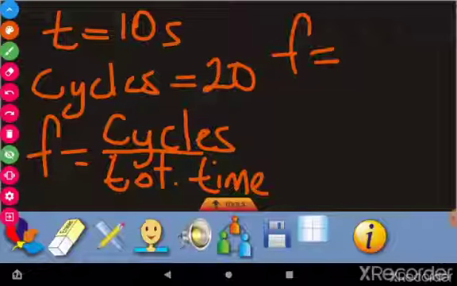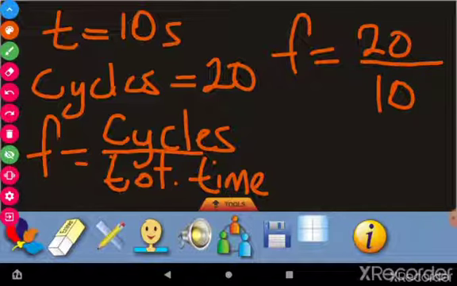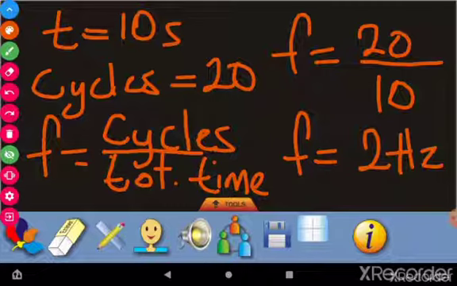Amount of waves that pass per second. So cycles, how many waves? 20. How many seconds? 10 seconds in total. Therefore, the frequency is equal to 2 hertz, which simply means 2 waves passing per second. And that means that this boat is being hit with 2 waves per second.